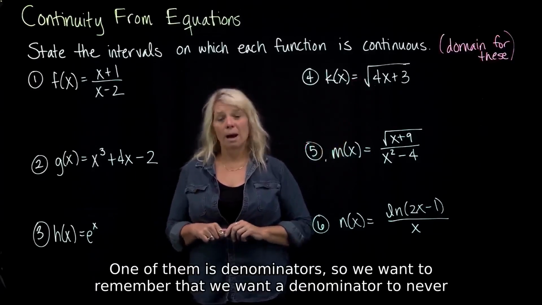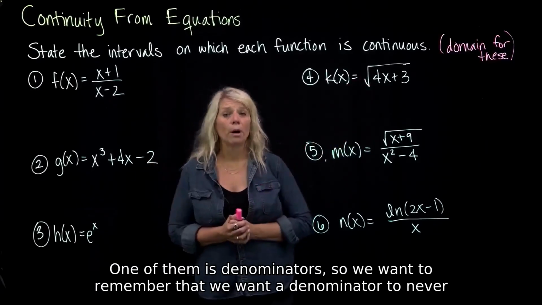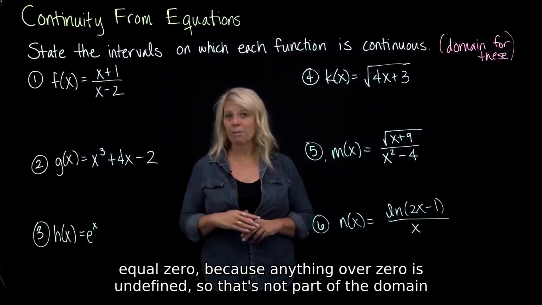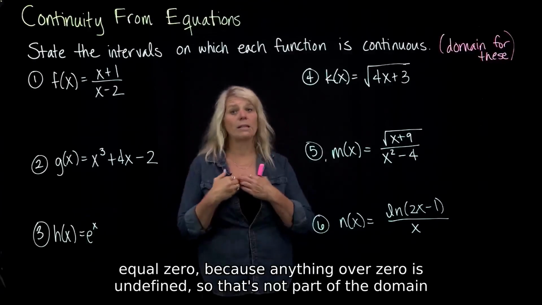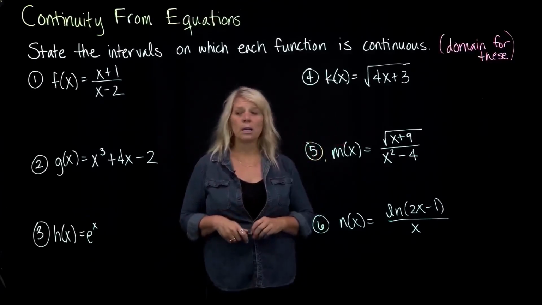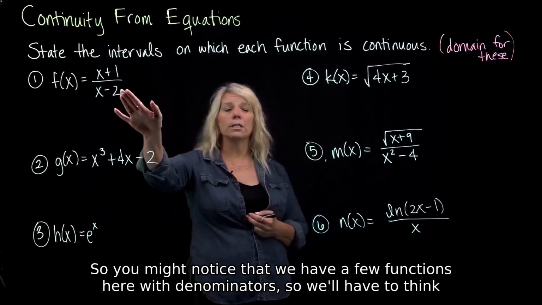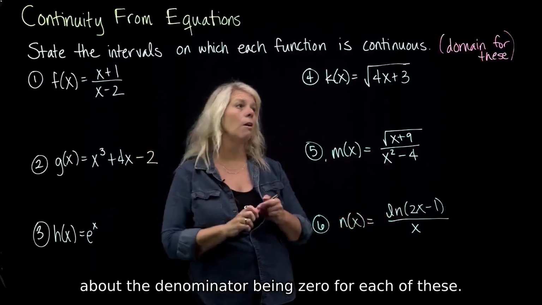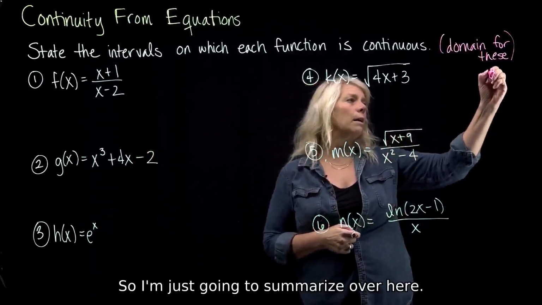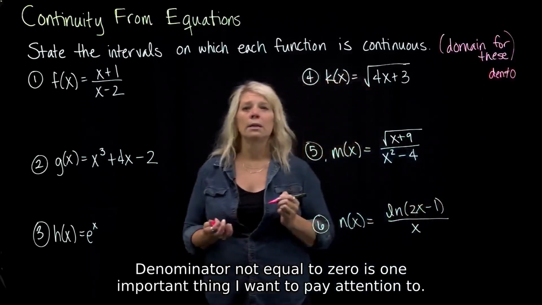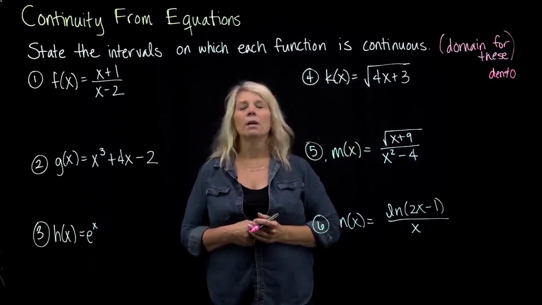One of them is denominators. So we want to remember that we want a denominator to never equal 0, because anything over 0 is undefined. So that's not part of the domain of the function. You might notice that we have a few functions here with denominators, so we'll have to think about the denominator being 0 for each of these. So I'm just going to summarize over here. Denominator not equal to 0 is one important thing I want to pay attention to.